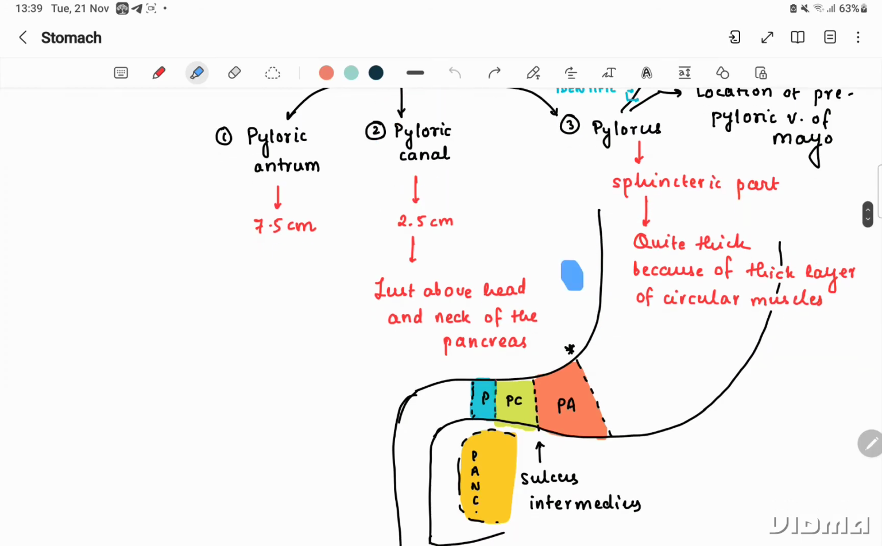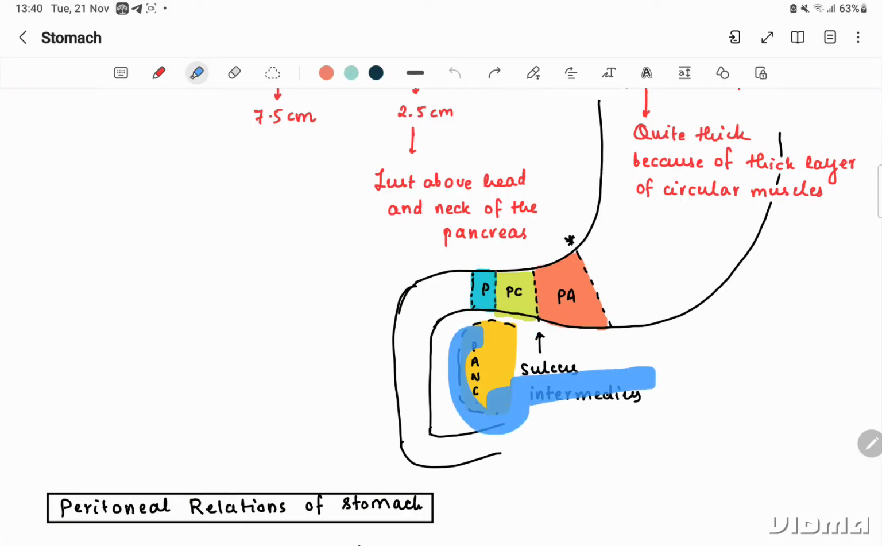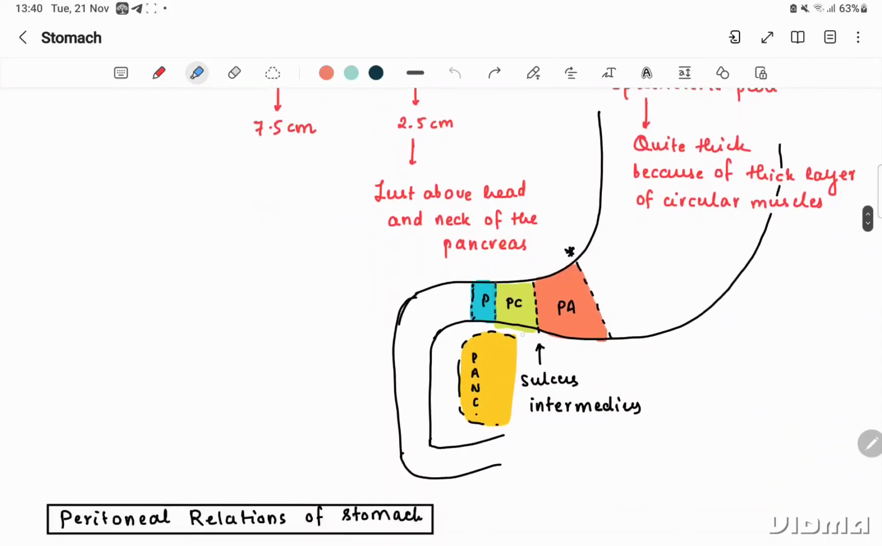This pyloric canal is just above the head and neck of the pancreas. You can see the pancreas: this is the head and the uncinate process, and the neck. So this pyloric canal is lying just above the head and neck of the pancreas. Between the pyloric canal and the pyloric antrum, there is a sulcus. It is called the sulcus intermedius.